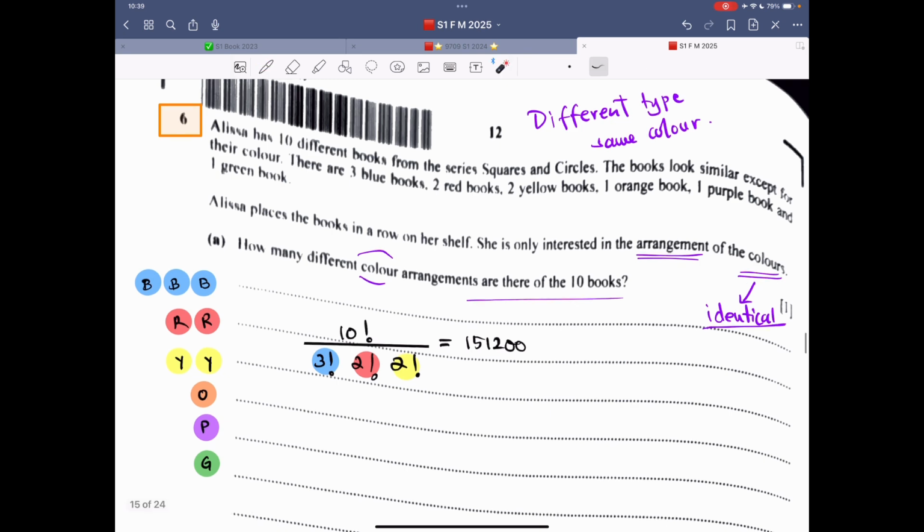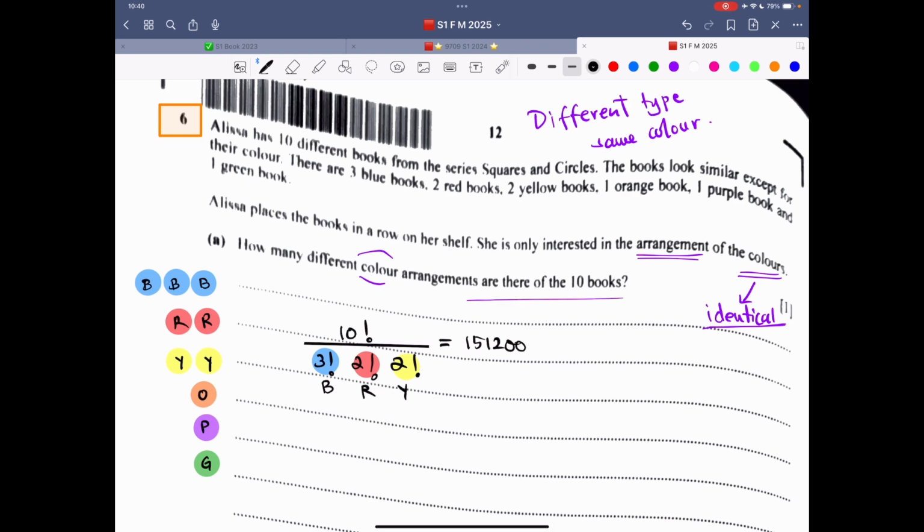So look over here. There are 3 blue, 2 red, 2 yellow, 1 orange, 1 purple, 1 green: 10 factorial divided by 3 factorial for the blues, 2 factorial for the reds, 2 factorial for the yellows. Make the examiner your friend.